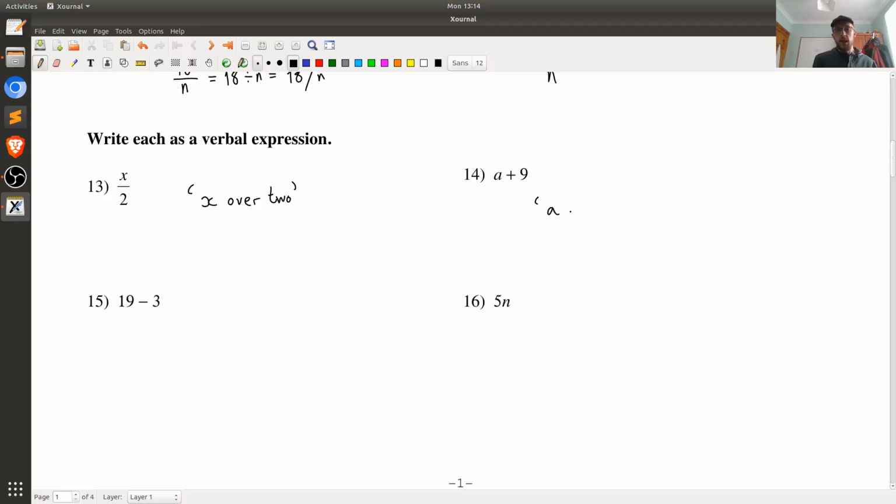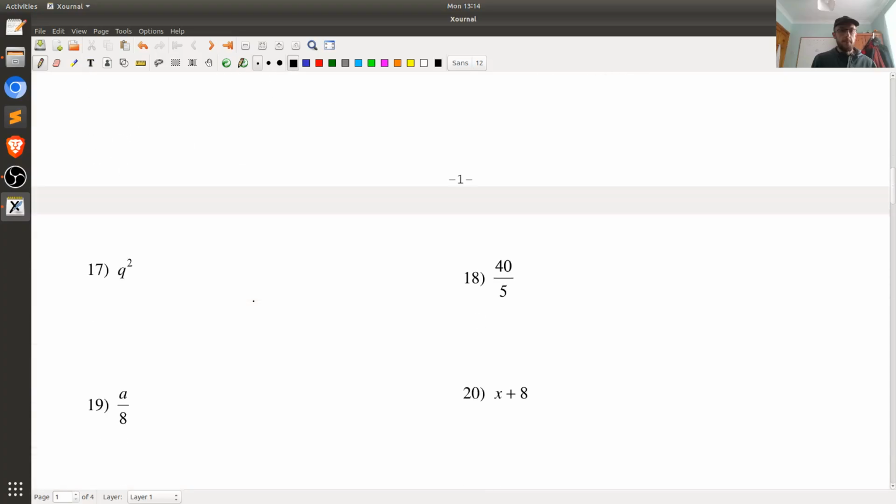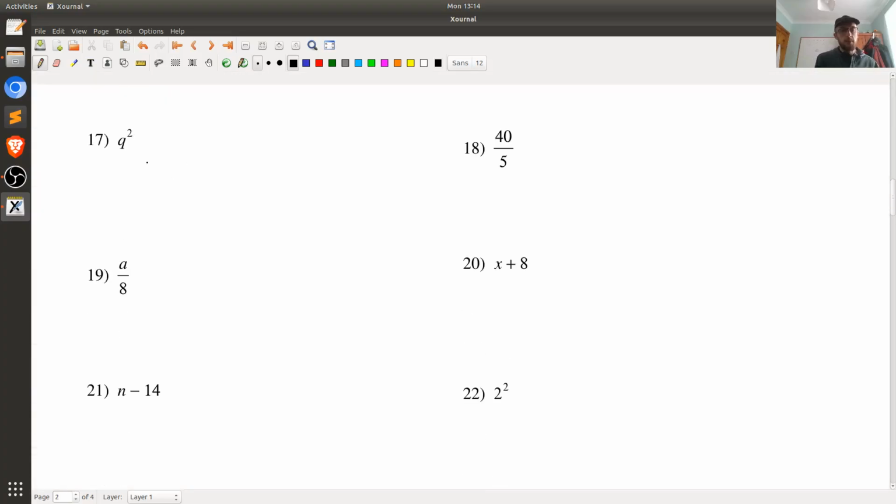In this case, say a plus 9. Don't say a add 9, as the sounds sort of run together, which you don't want. Say a plus 9. Here, say 19 take 3. Here, just say 5n. In problem 17, we would say this aloud as q squared.